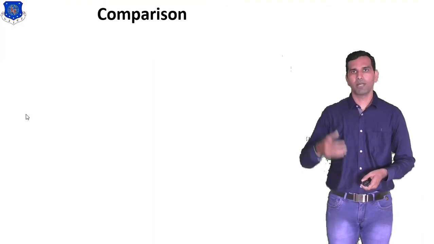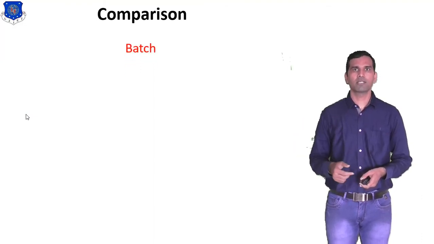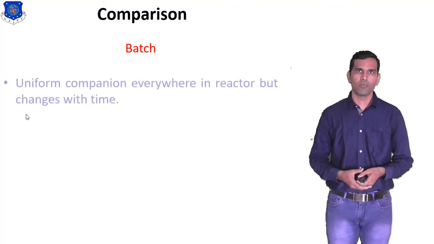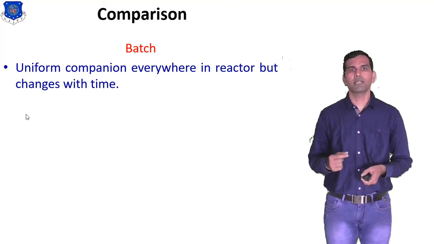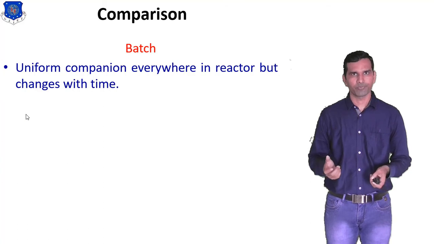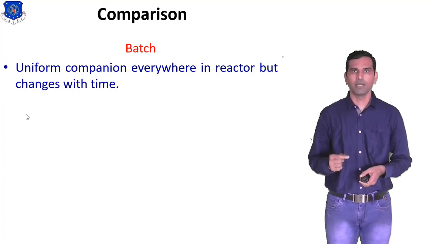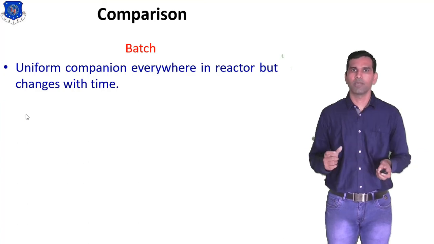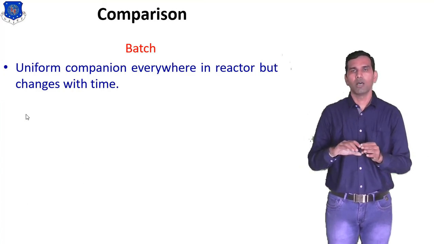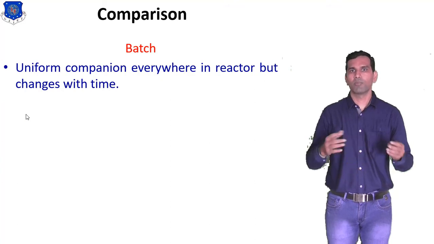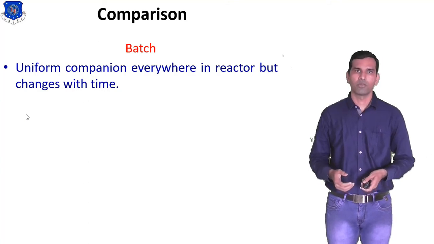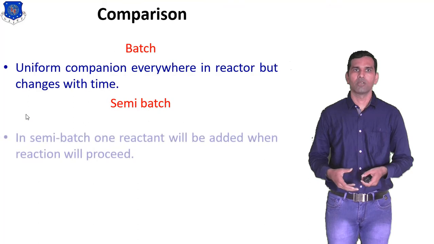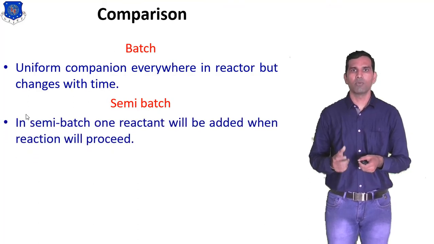Now we compare different types of reactor. First we discuss the batch reactor. In this reactor, there is uniform composition everywhere in the reactor, but it changes with time. That means throughout the procedure there is a uniform composition everywhere in the reactor, but it changes with time. Now the semi-batch reactor. In semi-batch, one reactant is added while the reaction proceeds.